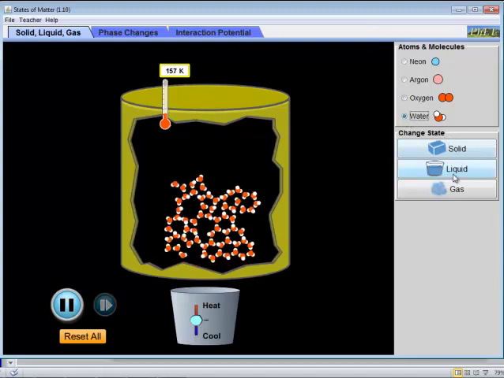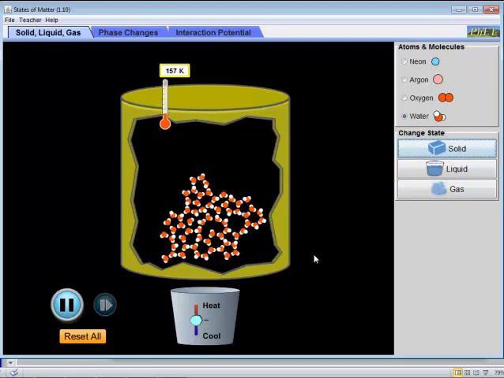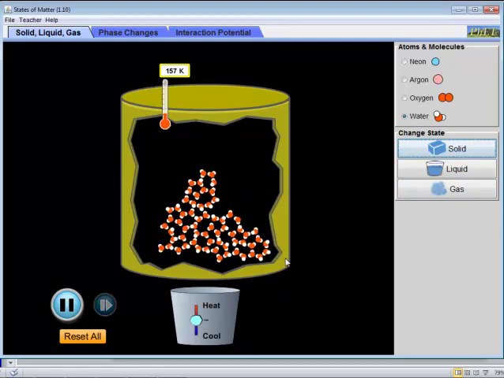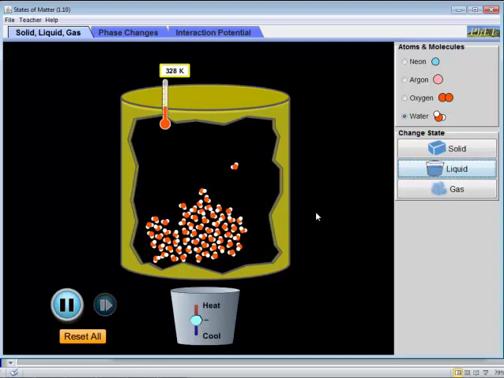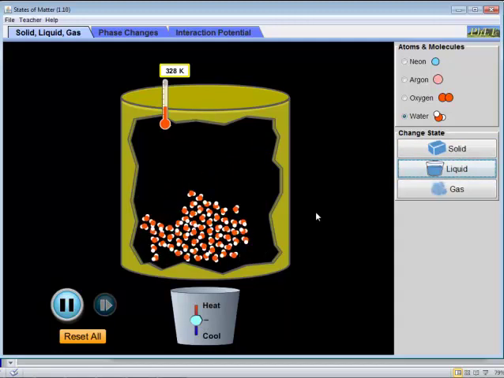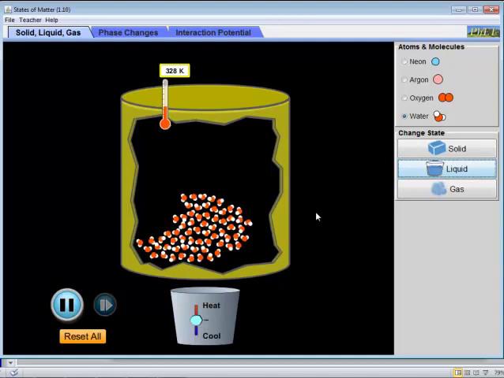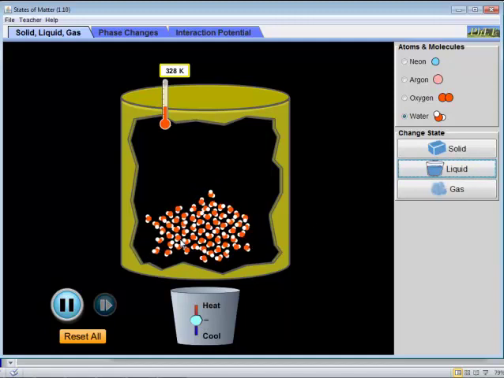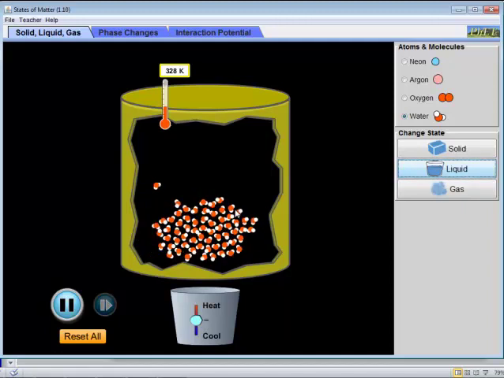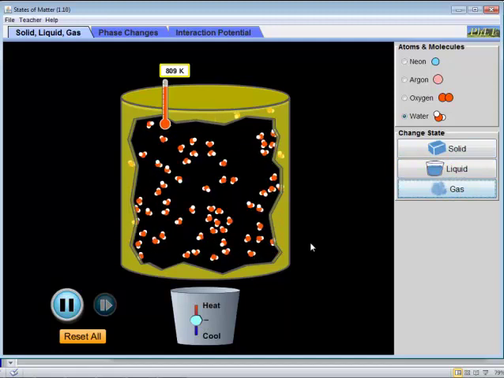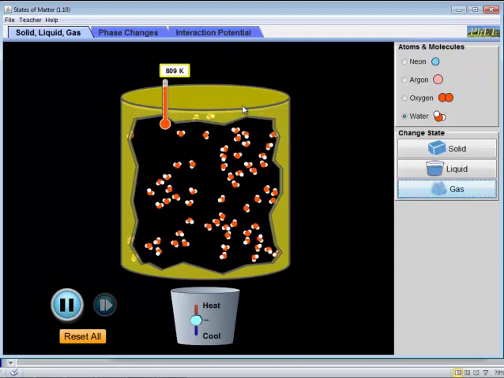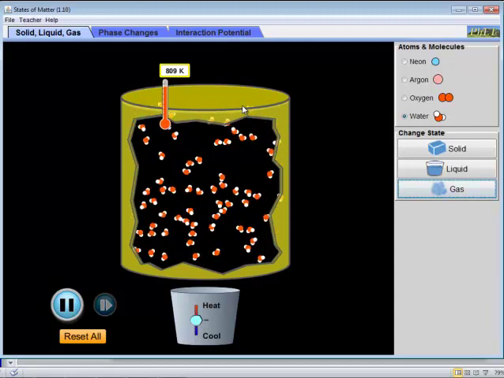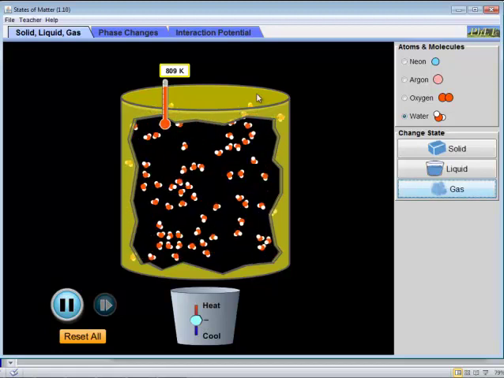Take a look at water. Very interestingly, this is solid water, at 157 K, well below 0 degrees Celsius. Now start looking at a higher temperature: water is a liquid. This is a very good representation of liquid water. You can see them pass each other, but not too far away. And now I see the gas is at 809 Kelvin. So now it really starts to move, and this is the picture for the gases.